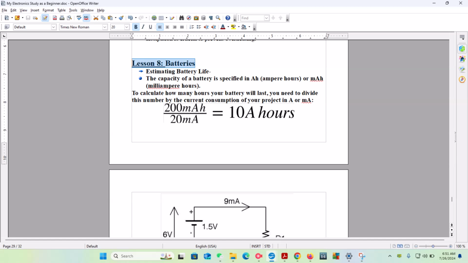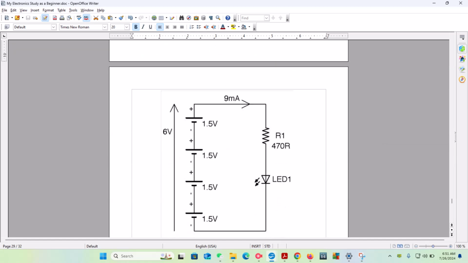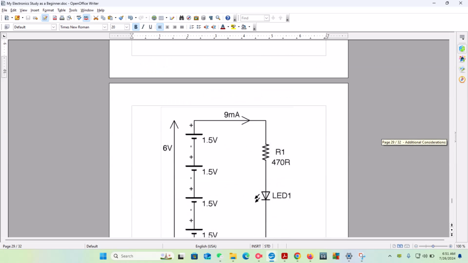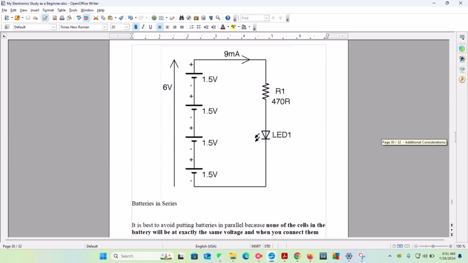Thus, milliampere hours. Now, let's say we want to calculate how many hours your battery will last. You need to divide the capacity by the current consumption of your project, in terms of milliamps. For example, 200 milliampere hours divided by 20 milliamperes gives 10 hours of usage.